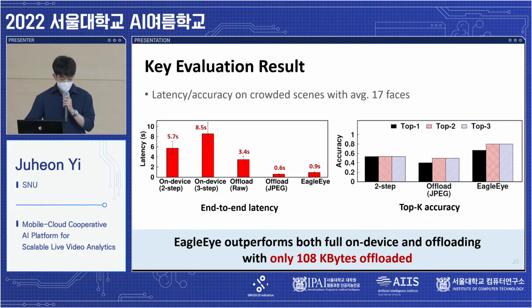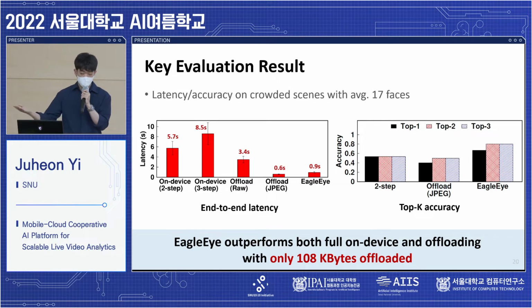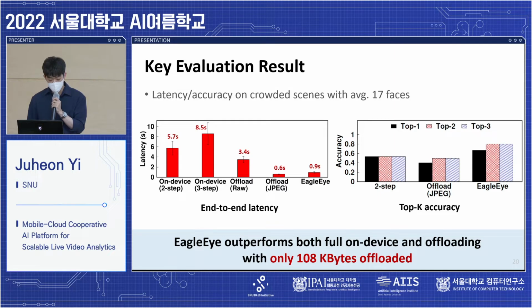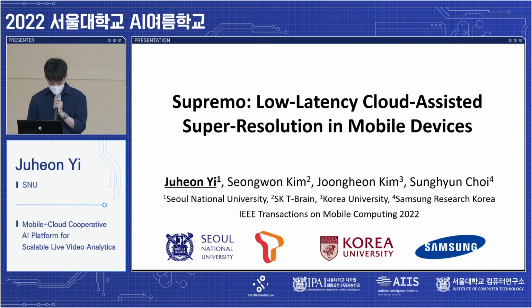With that kind of cooperation, we observed that our system achieves higher accuracy and better latency compared to both the full on-device execution as well as full cloud offloading solutions, and with only around 100 kilobytes per full HD video frame. So that was the first project.